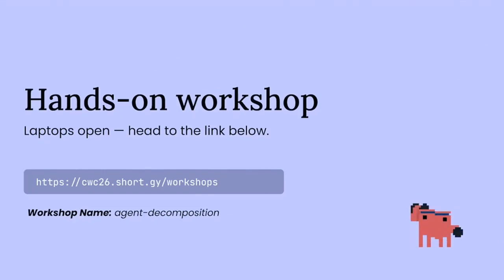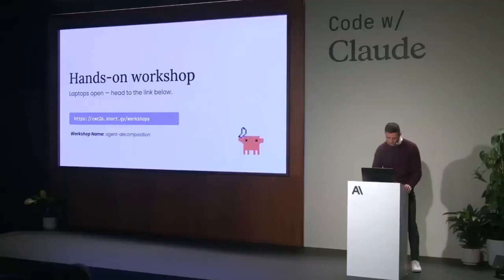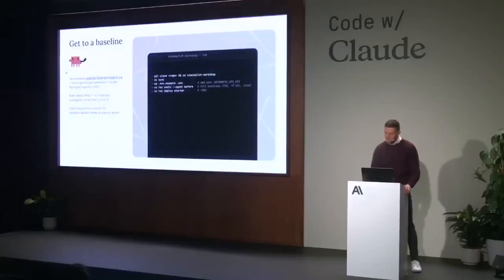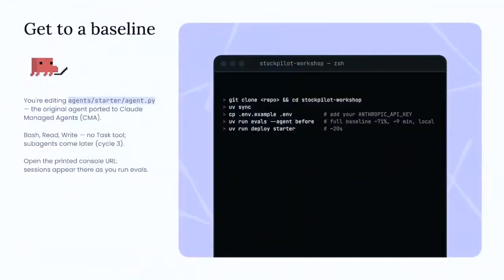Within this workshop, we're going to be working on agent decomposition. That's going to be the name of the folder that we're actually going to be working within. Great. Let me jump forward here. Perfect. So the first thing that we're going to do as a part of this workshop is get a baseline. When you open up that link, you'll first clone the repo locally.